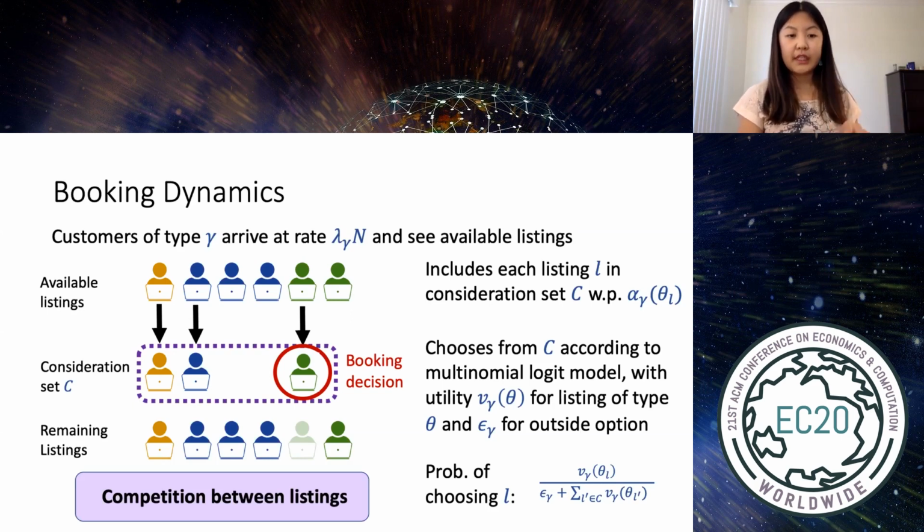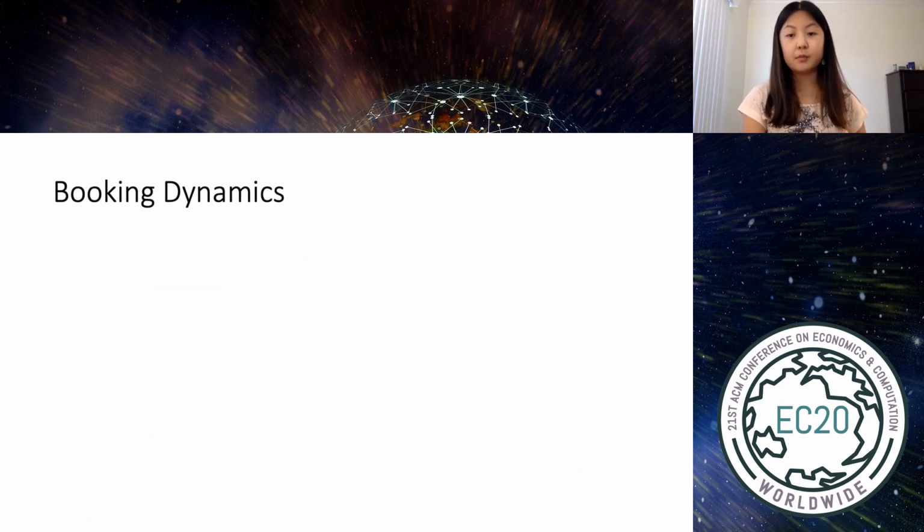Now, notice here that we have competition between the listings. When the customers are using this multinomial logit model, if one listing becomes more attractive in comparison, the other listings will become less attractive to that customer. This will be important later on.